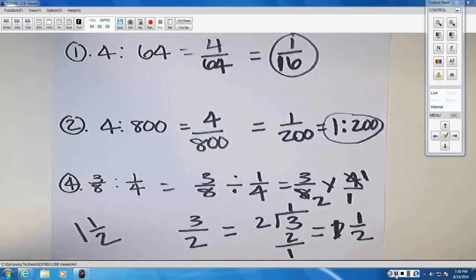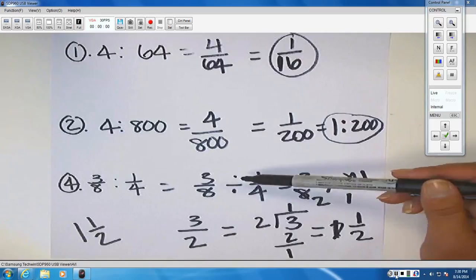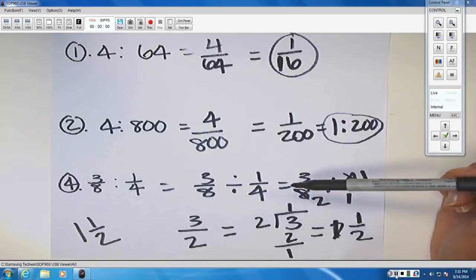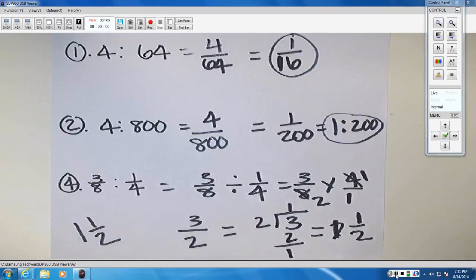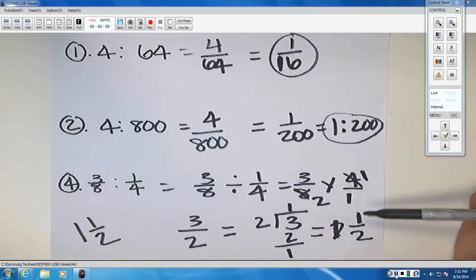Okay, so let me review this one with you. This is the problem that we started out with, number 4 from your workbook. 3/8 is to 1/4. So we start out with a ratio of 2 fractions. What we need to do is divide one fraction by the other. So we set up our equation like this, 3/8 divided by 1/4. Like we do with any fraction, when we're dividing, we flip that second fraction and multiply across. So our new fraction became 3/8 times 4/1.